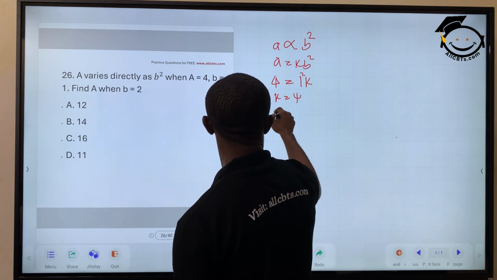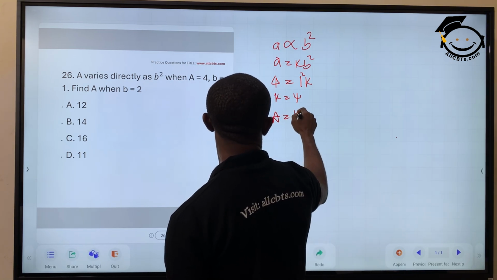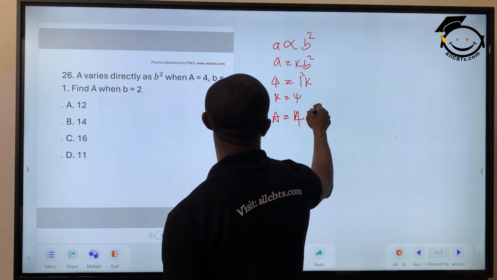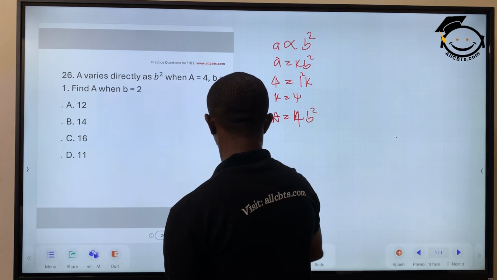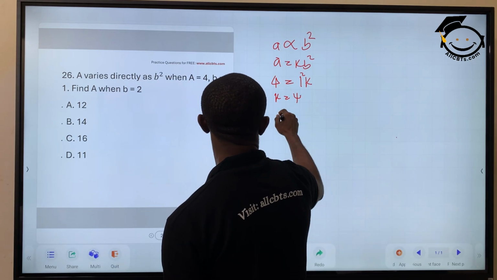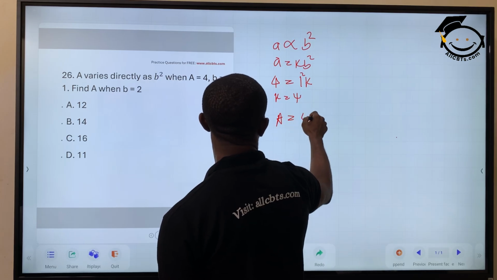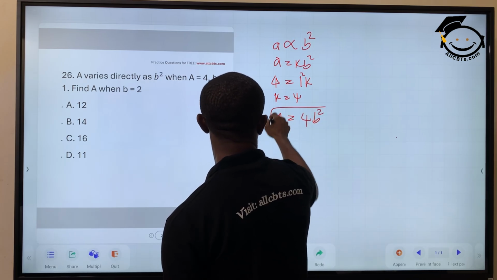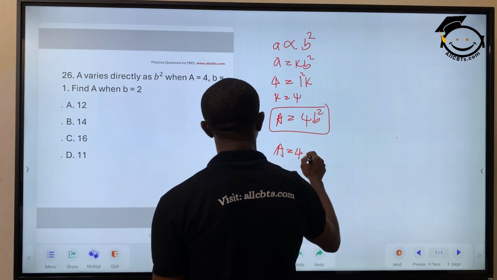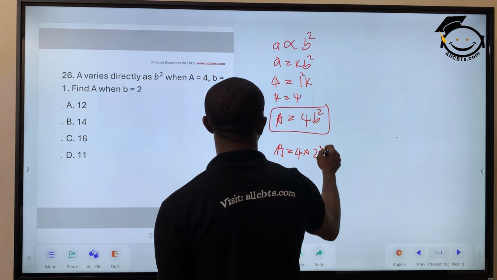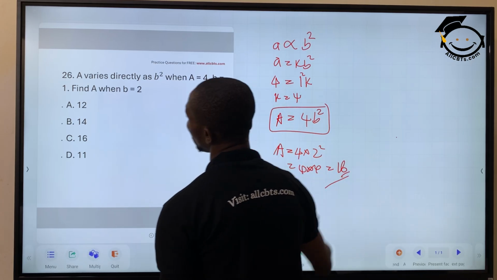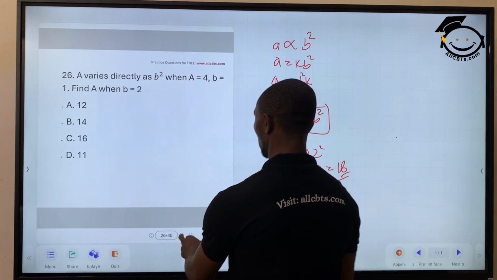Alright, so it says find A when B is 2. So our A equals 4b squared. That's our connecting formula. So A would be 4 times 2 squared, which is 4 times 4, which gives us 16. So A will be 16.